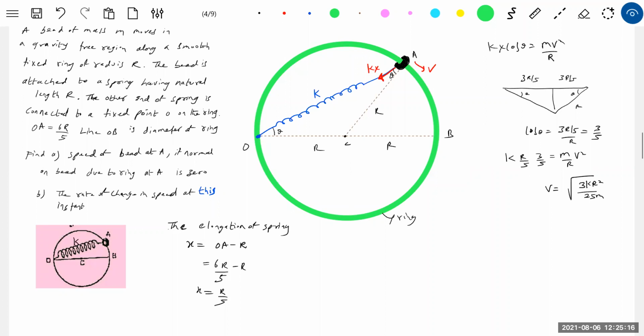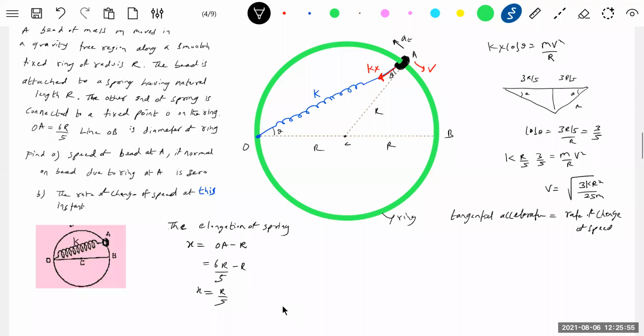Now it is asking one more, the rate of change in speed at this instant. Rate of change of speed. What is rate of change of speed? Tangential acceleration is called rate of change of speed in circular motion. So how to get tangential acceleration? Kx sin theta will act on the bead. It will have tangential acceleration in this direction.